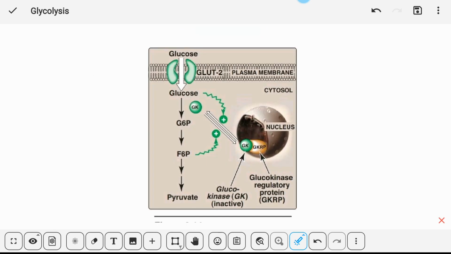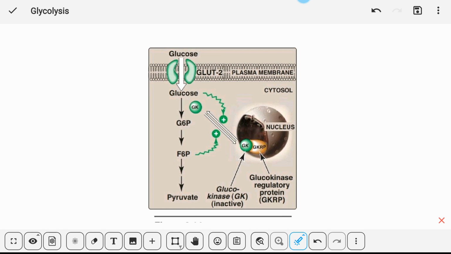I have added an illustration here to make it easy to understand. Glucose is converted into glucose 6-phosphate and then glucose 6-phosphate into fructose 6-phosphate. Some books state fructose 6-phosphate regulates the enzyme, some say glucose 6-phosphate regulates the enzyme. So they are the same thing, no need to get confused. Here the illustration says fructose 6-phosphate, so we will go by it. Otherwise glucose 6-phosphate is also okay.